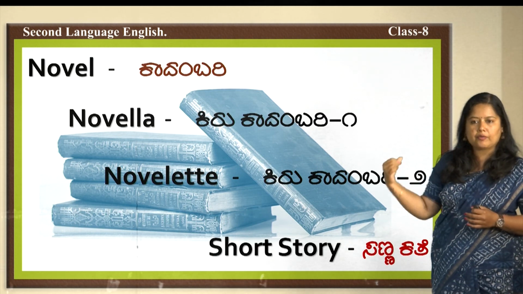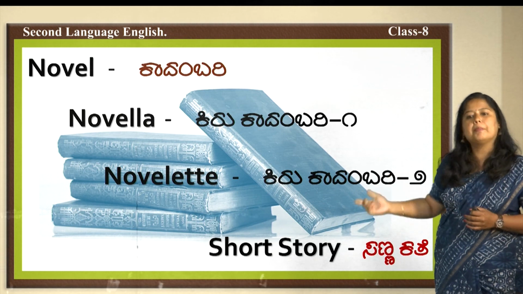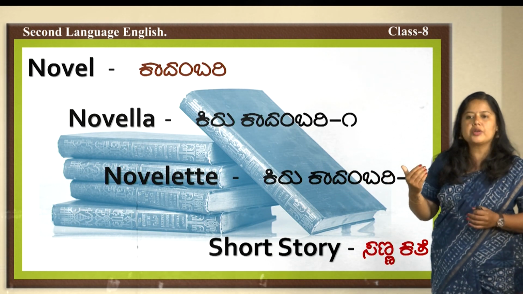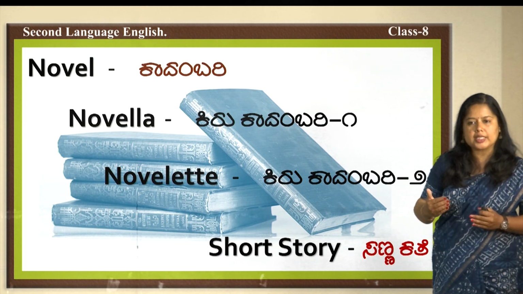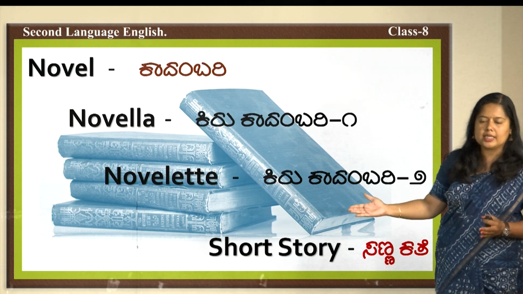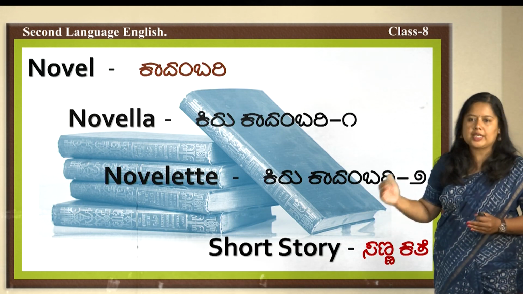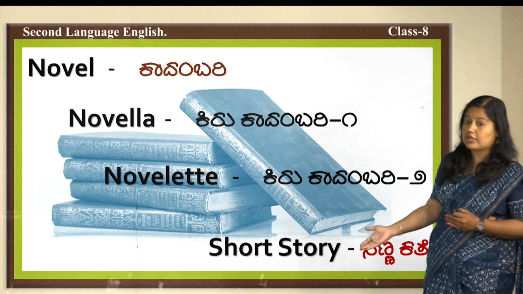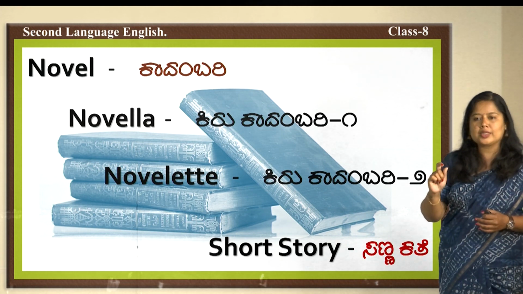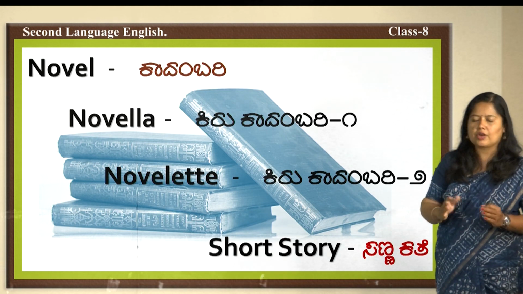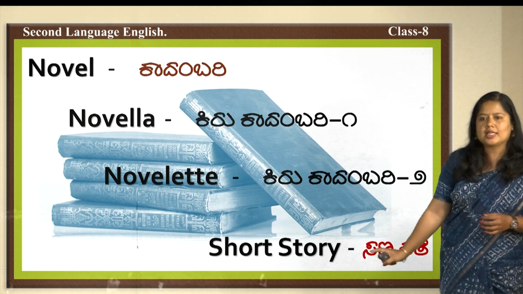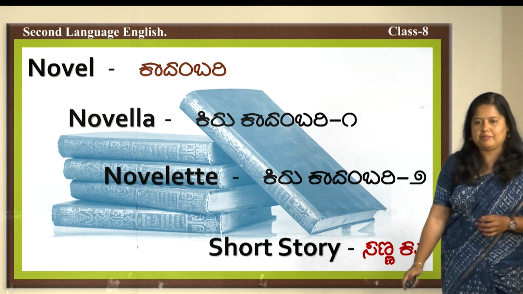A novelette is the one which is shorter than a novella but bigger than a short story. It may contain about 8,000 words to 20,000 words. So the usual normal limit of a novelette is 8,000 words to 20,000 words. A short story. You know what is a short story? Sanna kathegalu, usually within 2 to 3 pages, and we read it off in one shot very easily. That is less than 7,000 words. This is just for your information.